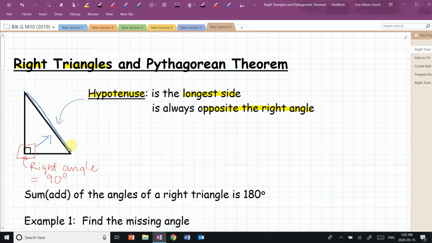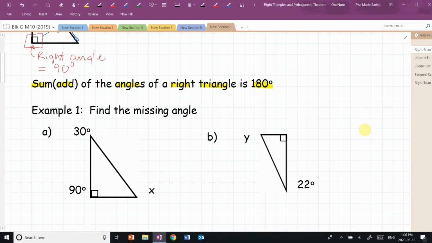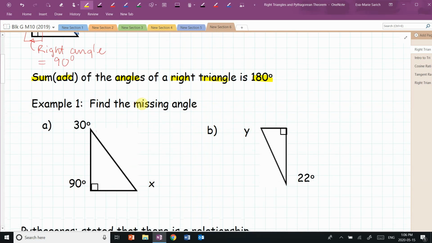Now, the first rule I want to be able to have you solve is really simple. It's a rule that says the sum, and the sum means to add. So you're going to add the angles of the right triangle, and it is always going to total 180 degrees, okay? So in example 1 here, if we want to find the missing angle, we know that this one is 90 degrees. We're told this angle here is 30 degrees.